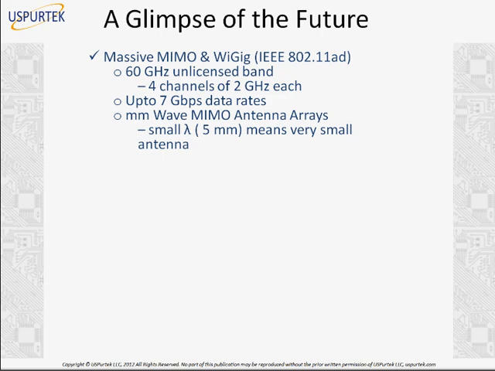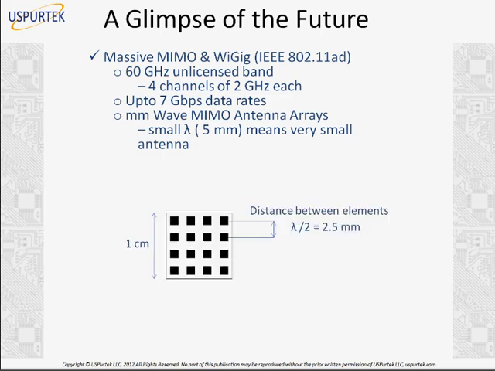Now we come to a glimpse of the future. Massive MIMO and WiGig. There is a new standard from IEEE 802.11ad. It is also called the millimeter wave standard, and it's in the 60 gigahertz unlicensed band, where they define 4 channels of 2 gigahertz each. Now this is very high frequency, but what is the benefit? You get the benefit of small wavelength. Your wavelength is in the range of millimeters. If you have 60 gigahertz, your lambda is how much? 5 millimeters. That means you can have very small antennas.